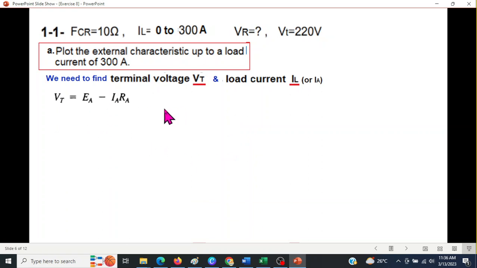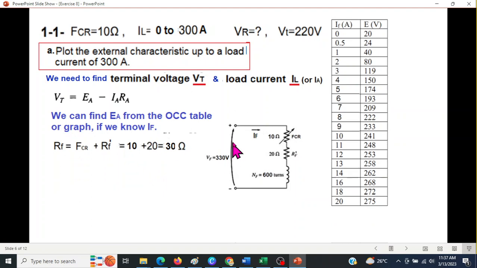This formula, I hope you recall, is for the generator. For the generator, EA is greater than the terminal voltage. So EA minus the armature drops will give us the terminal voltage. Now we can find EA from the OCC table. So the table that we discussed, from there we can find EA. But we have learned that the OCC table is between IF and EA. So we have to know IF first of all to find EA.